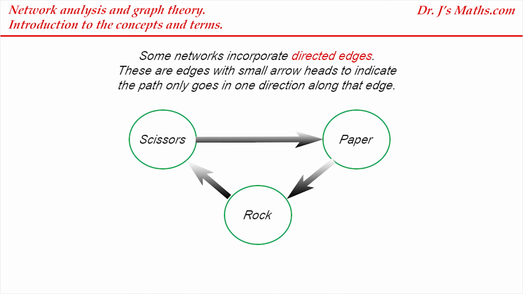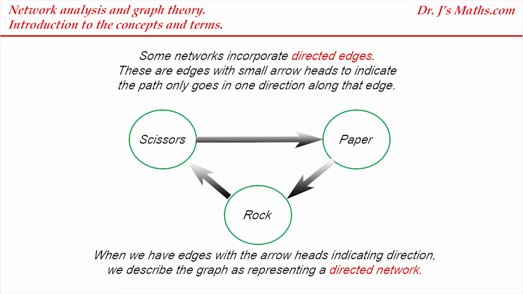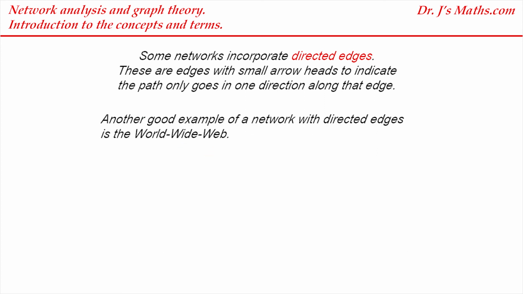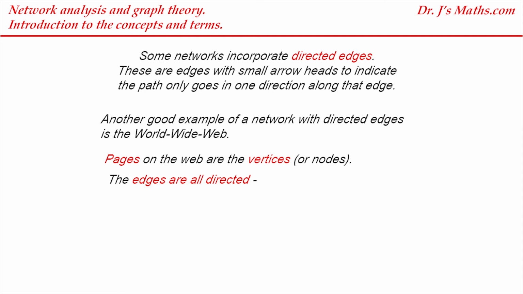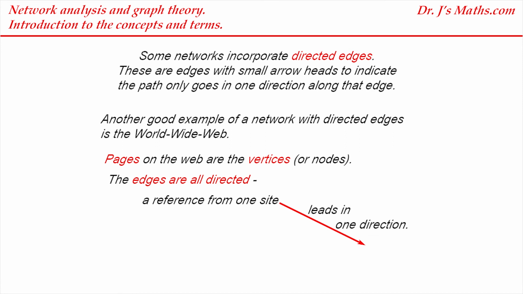So we have our 3 edges, they've got arrows on each of them, and they tell us the direction in which we can move. So the edges with the arrowheads indicate direction, and we describe the graph we've now got as representing a directed network. Another good example of a network with directed edges is the World Wide Web. Pages on the web are vertices, or the nodes. The edges are all directed because a reference from one site leads in one direction to another site or another page.